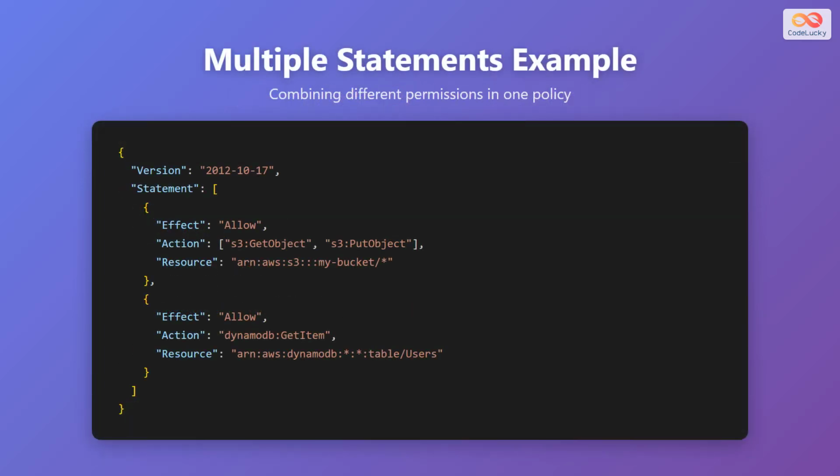IAM policies can contain multiple statements to combine different permissions in a single policy document. In this example, we have two separate statements within the same policy. The first statement grants both GetObject and PutObject permissions on an S3 bucket, allowing the user to both read and write objects. The second statement grants GetItem permission on a DynamoDB table named users, allowing read access to that specific table. Each statement is independent and evaluated separately.